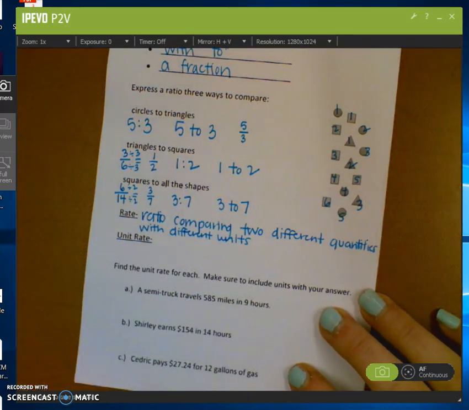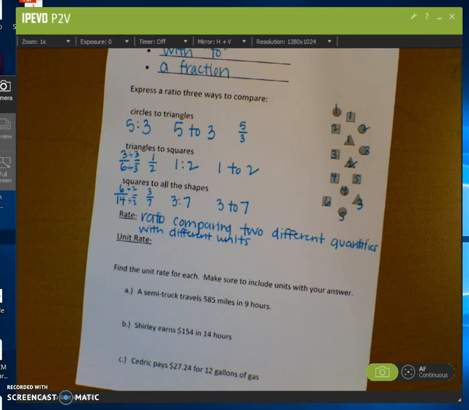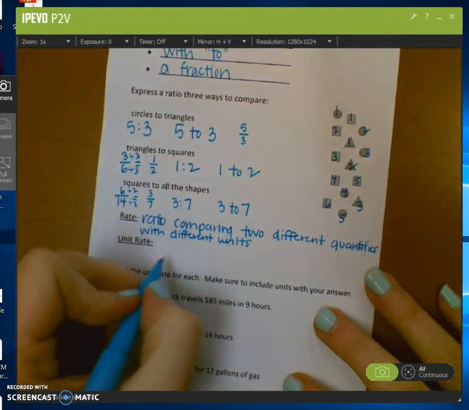Different quantities, different units. In a unit rate, you can maybe use what you know about your vocabulary words. A unit is just like one, and so a unit rate is a rate with a denominator of 1.